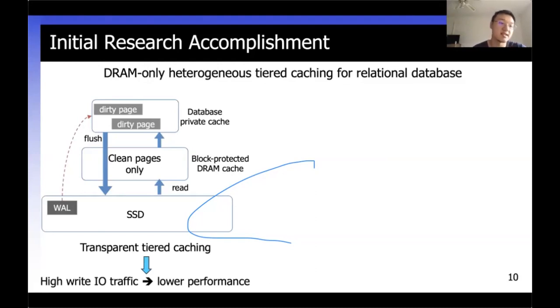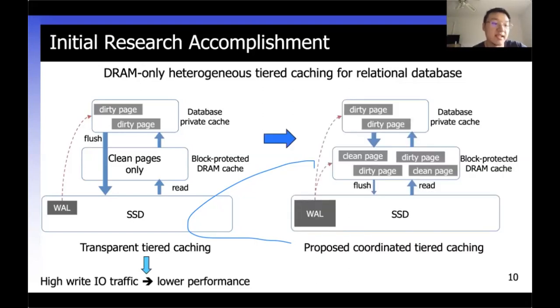However, since the second tiered cache can only hold clean database pages, the system will be subject to a high write I/O traffic, which can lead to a lower database performance. To leverage the block-protected DRAM to reduce the write I/O traffic, we propose a coordinated tiered caching approach, as shown here.